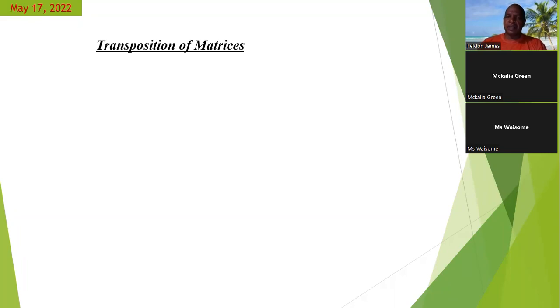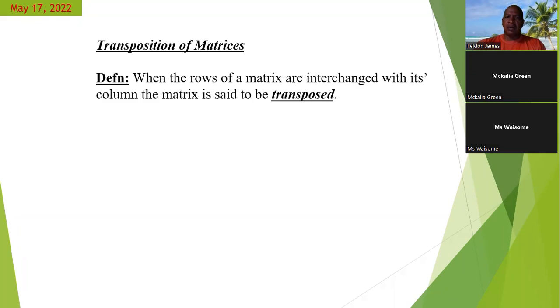We're still on matrices, and today we'll be continuing. We're going to start off with transposition of matrices, or transposing a matrix. From the definition, we say when the rows of a matrix are interchanged with its columns, the matrix is said to be transposed.